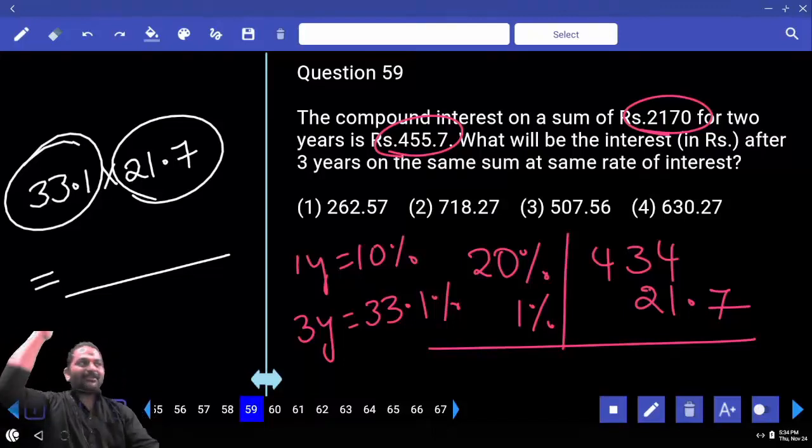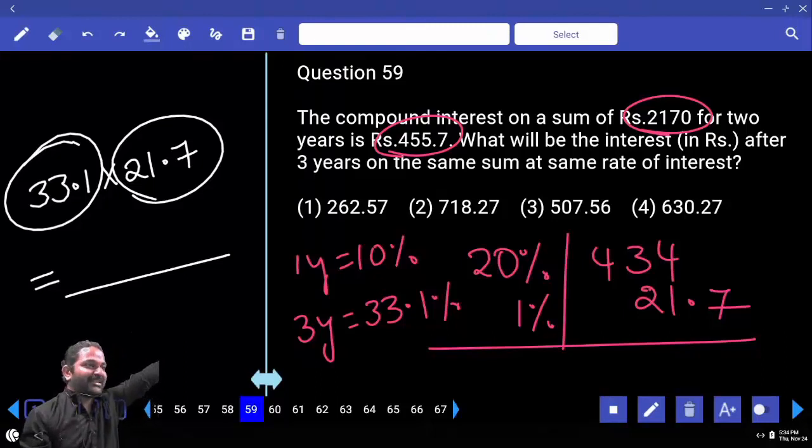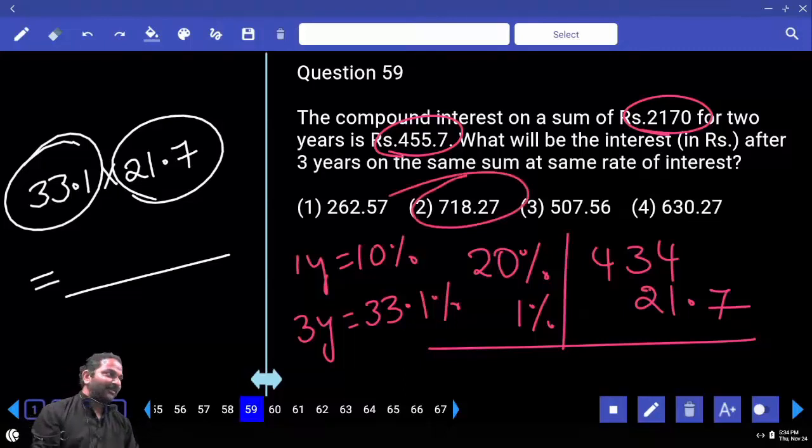So in the entire calculation I am saying 3 into 11, 2 into 11, 3 into 2 is 6, 11 into 11 is 121, 6 times that, in the sense, 720 something. Go to the options. There is only one. Understood?